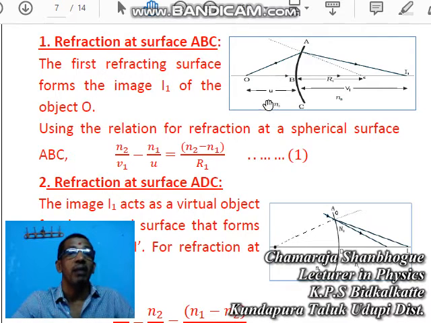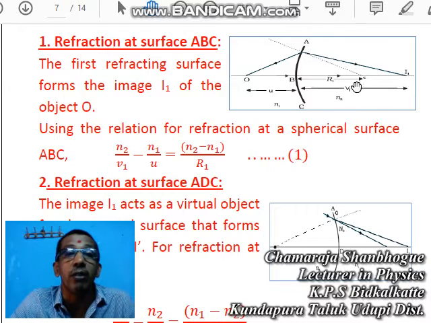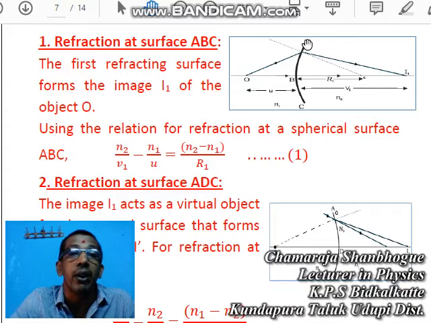Here, object is in the rarer medium, image is in the denser medium. We use the first derivation formula, n2 by v minus n1 by u equals n2 minus n1 by R1. Here, image distance is not the final image. This is the image of the object formed due to the refraction at the first surface.